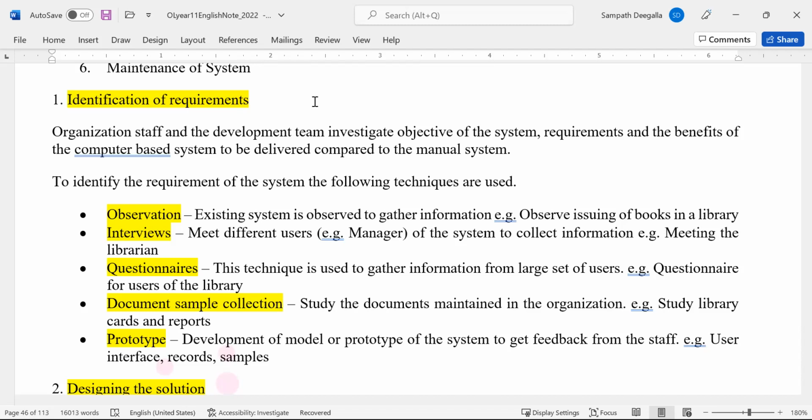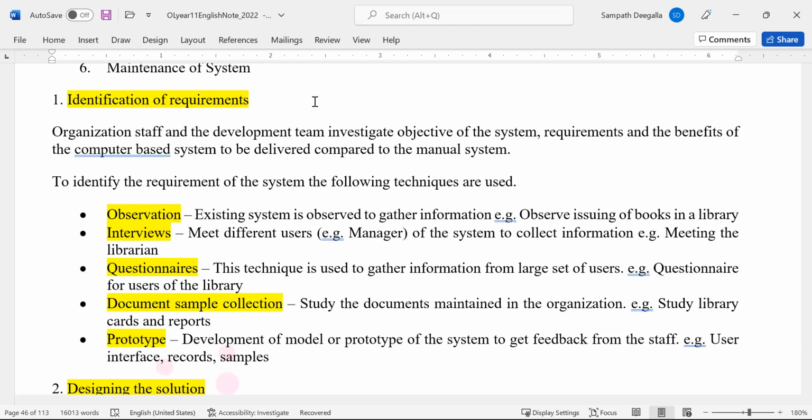Then to create reports, we need different document samples. For example, if you take a library, there may be library cards and reports. For example, how many students use the library this month, what are the books, the list of books, how many of them have been returned during this month, how many have not, about the fines, everything. We can have different reports. Now for that, we have to keep copies.